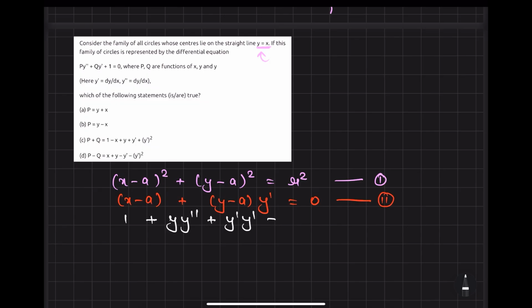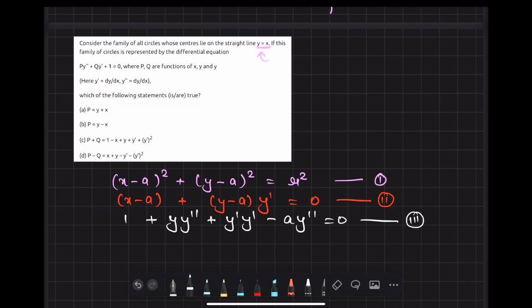Now we have minus a y dash. So a is a constant and can be taken outside. Done. So we did the differentiation. So we got all three equations.